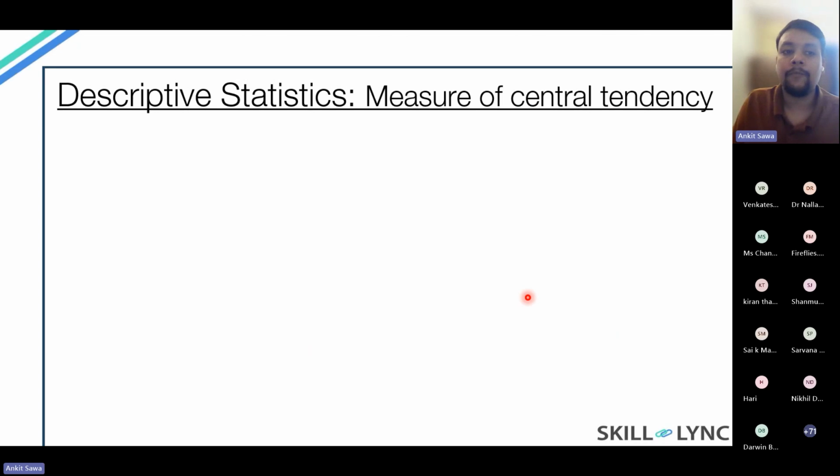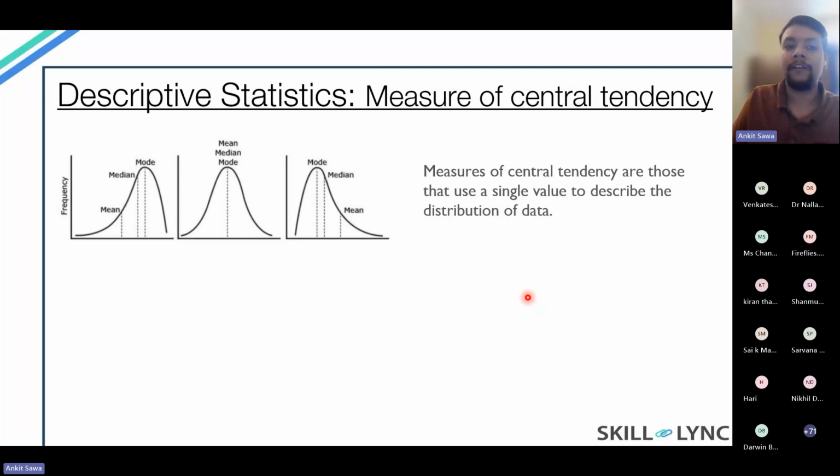Talking a little more about descriptive statistics, which is basically the measure of central tendency, as we spoke earlier. Let's assume this distribution is of a few students who have taken an exam, and the x-axis is their exam scores. When you draw the graph, it can be one of three: right skewed, left skewed, or centered. The measure of central tendency uses a single value to describe this distribution.